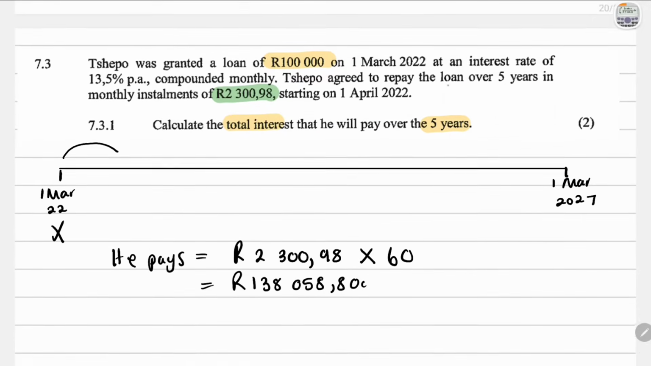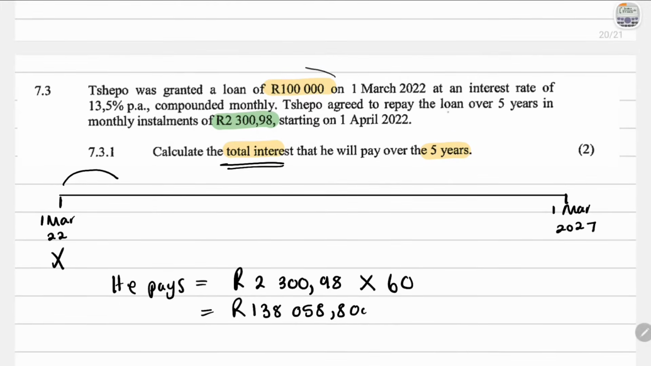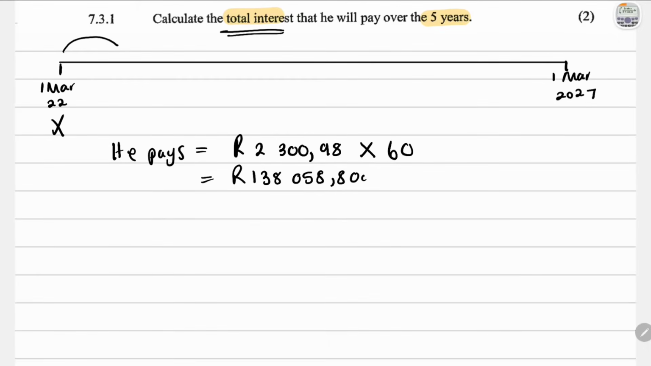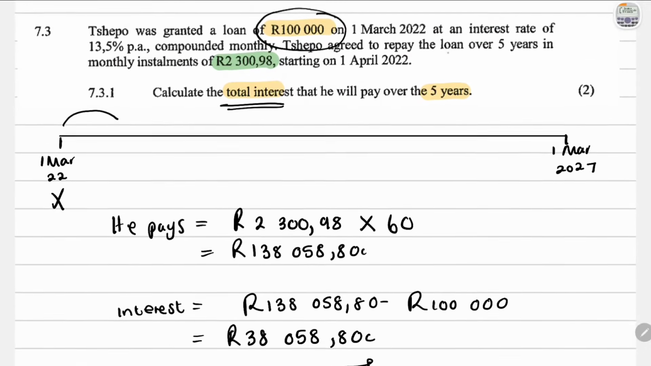But now, how would we find out how much interest he paid? In other words, how much extra did he pay? Well, how much did he borrow? He borrowed 100,000. He ended up paying 138,000. So how much interest did he pay? We're going to have to subtract, find a difference. So say 138,058.80 minus the 100,000, because that's how much he borrowed. That's how much he paid. So that's going to be 38,058.80. And that's the interest. Okay, moving on to the next question.